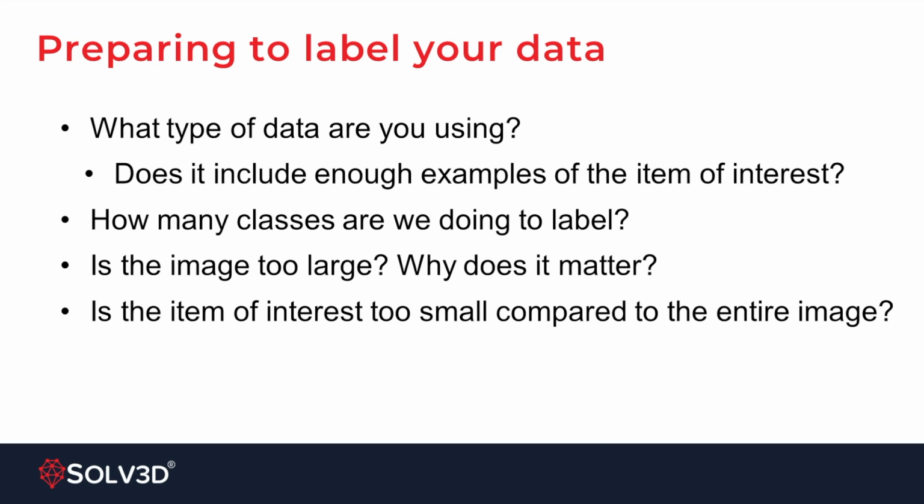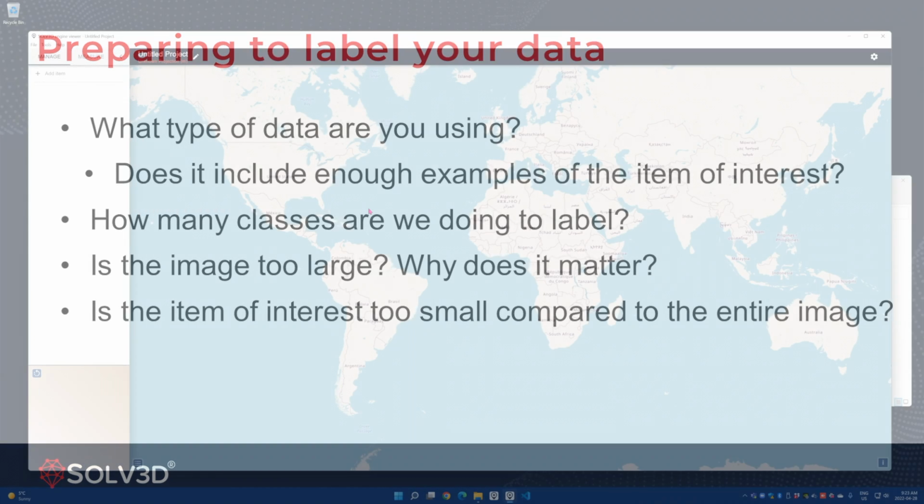Also, you want to think about how many classes you want to label at one time. If you're interested specifically in cars, are you going to create a model specifically for that? Or do you want to do cars, parking markers, etc., all in one model? And then the last piece that's important to think about is whether the data is too large for what you're trying to label.